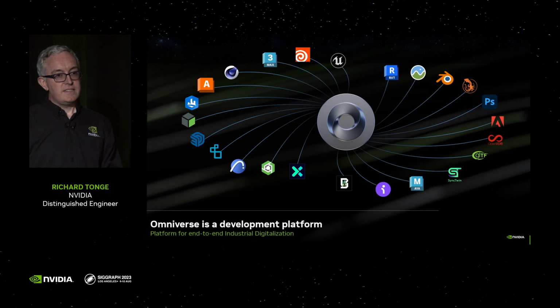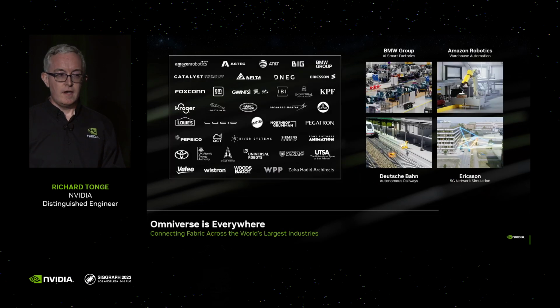So I take what Jensen said a stage further. It's not just a tool for connecting tools, but also a toolkit for making applications out of components. So you can have one application, Factory Explorer, for making digital twins, and you can have USD Composer for composing USD. And this has been working out pretty well. Omniverse is widely used across the world's industries. You can see some examples here.